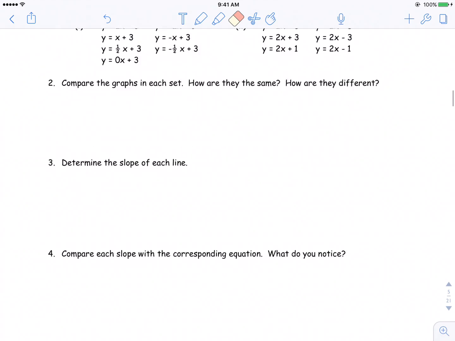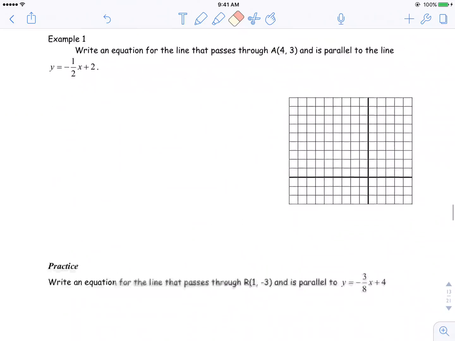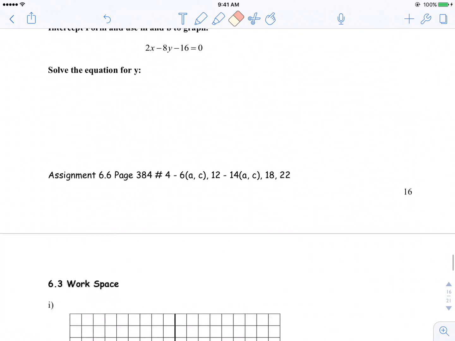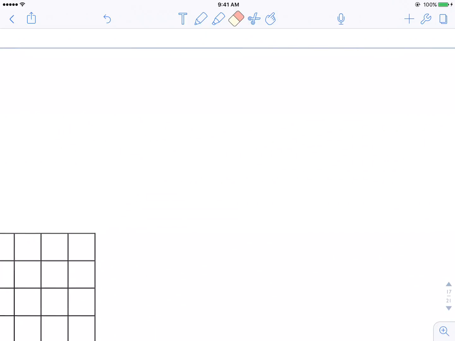Okay, so I'm just going to scroll all the way to the bottom here. Somewhere is a grid for 6.3. There it is, 6.3 workspace. Y is equal to 2x plus 3 was the one I was going to work through for you. So y is equal to 2x plus 3.